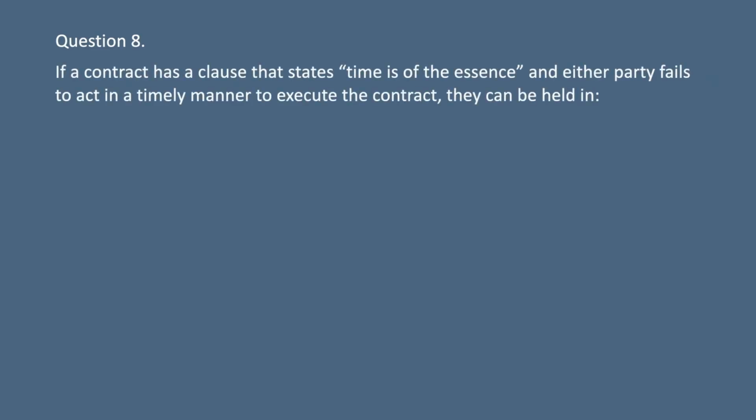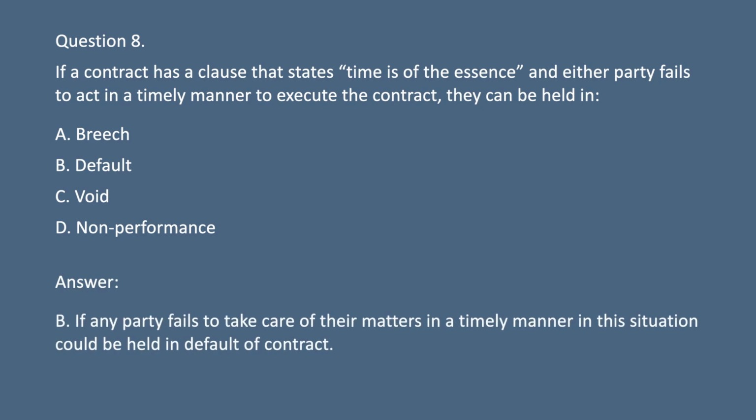Question 8. If a contract has a clause that states time is of the essence and either party fails to act in a timely manner to execute the contract, they can be held in A. Breach. B. Default. C. Void. D. Non-performance. Answer B. If any party fails to take care of their matters in a timely manner in this situation could be held in default of contract.